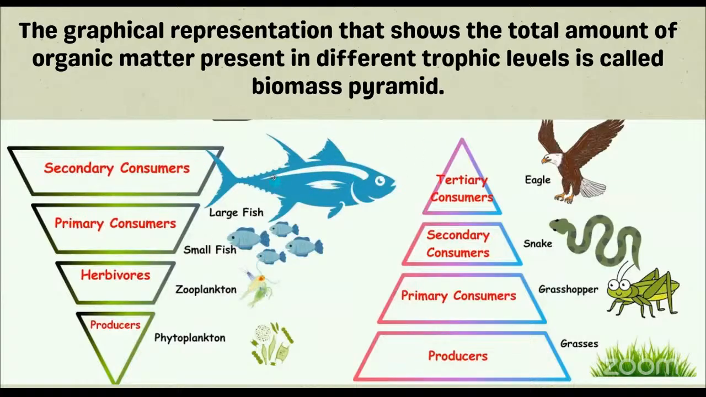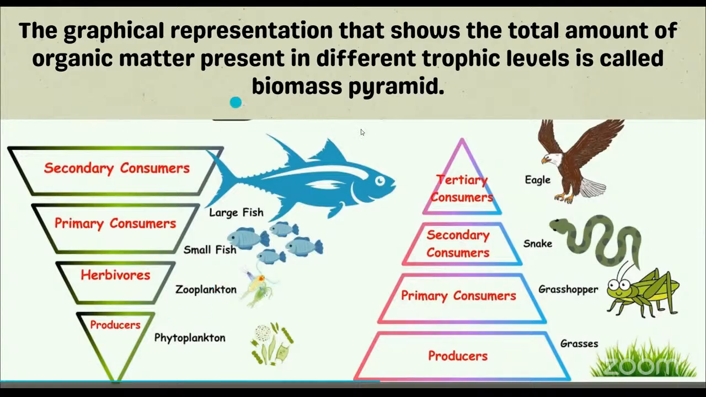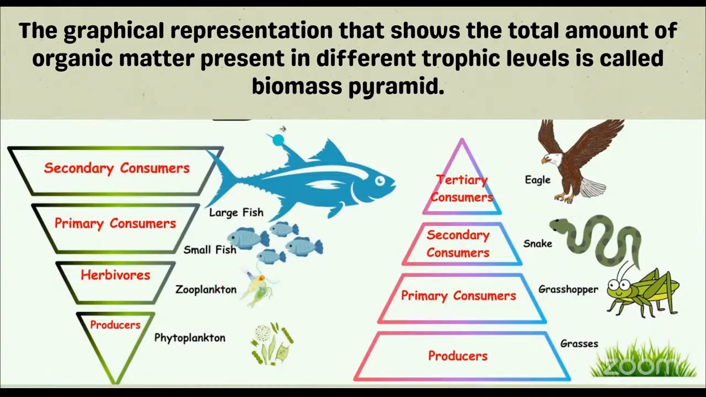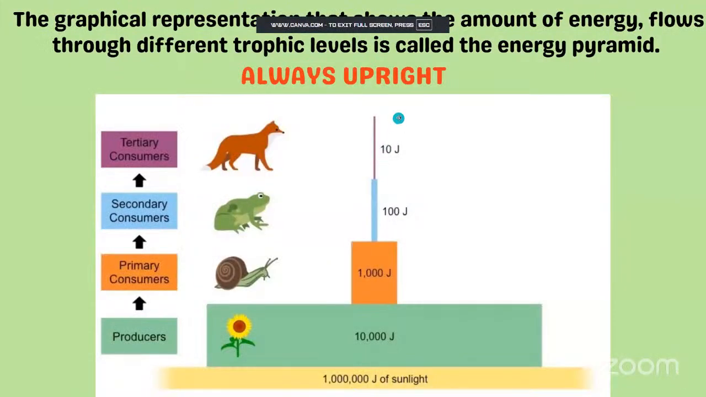So the organic matter present in these fish is going to be higher than whatever is present in the small fish. So when you look at an aquatic system, you're going to get an inverted pyramid. Both the biomass pyramid and the number pyramid can be inverted, but the energy pyramid is the only upright pyramid. This is an energy pyramid. It's always going to be upright.